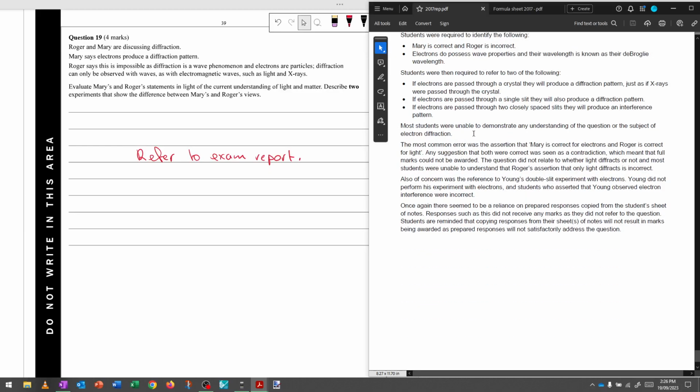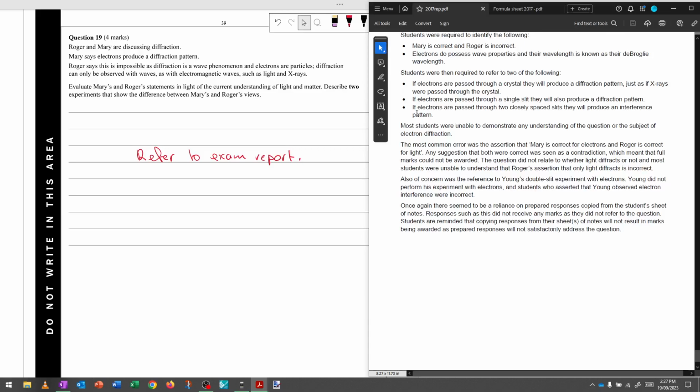Just have a read of that. I mean, you can pause it and read it yourself. I think, yeah, Mary is correct for electrons and Roger is correct for light. But the statement is Roger says this is impossible. So Roger is wrong. Roger's not half right, he is wrong. He says it's impossible, but it is possible. So you can't sort of say someone's half right. You have to evaluate their response, and they're either right or wrong.